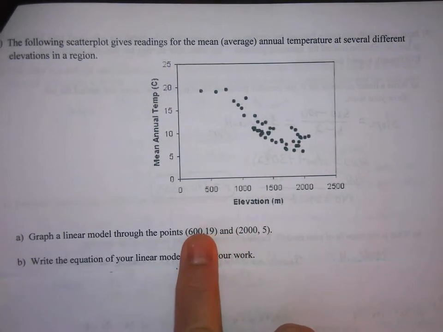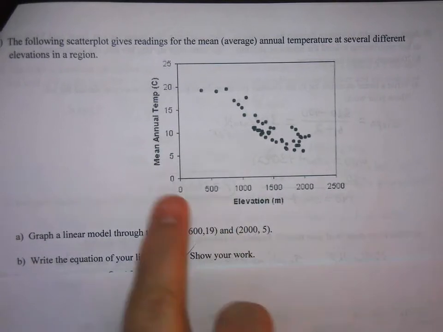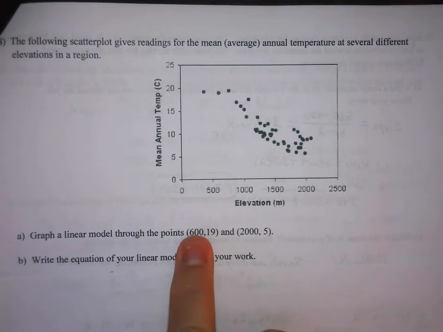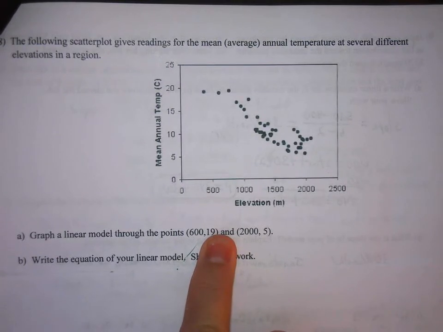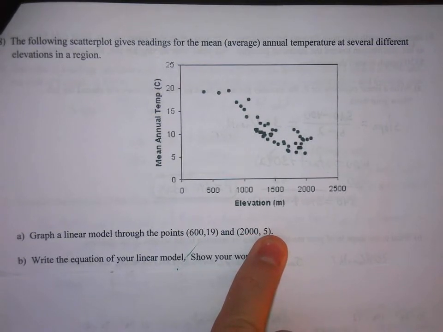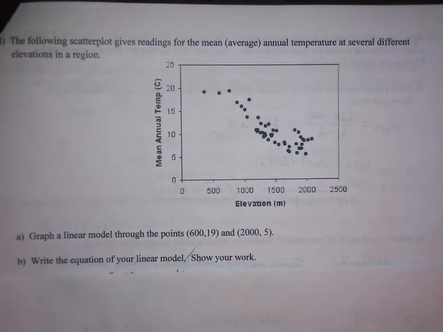So that first point, if you think about x, y, 600 is the elevation, and the y value, 19, is the mean annual temperature in degrees Celsius. So if you're at 600 meters elevation, you would expect the mean annual temperature to be 19 degrees Celsius. At 2,000 meters elevation, you would expect the temperature to be 5 degrees. And if you think about what happens as you go higher in the atmosphere, the temperature decreases. So that kind of makes sense.